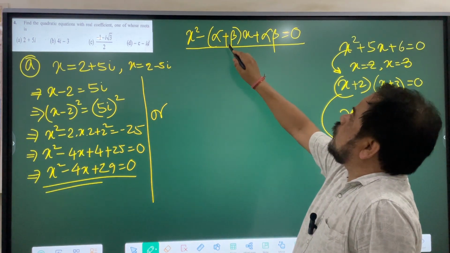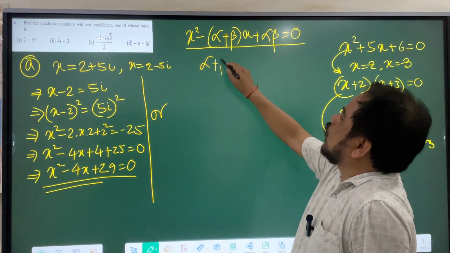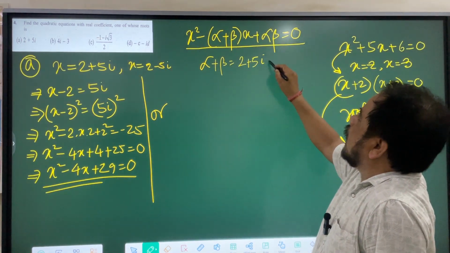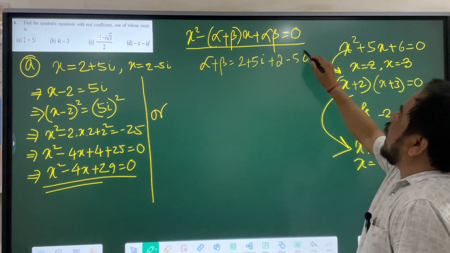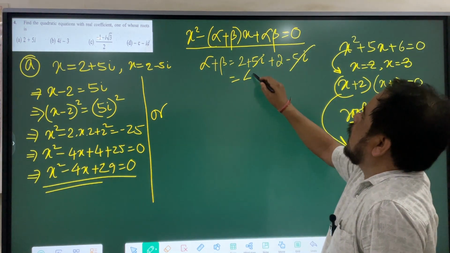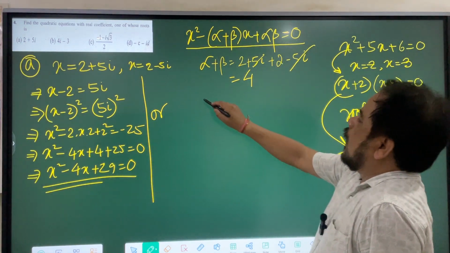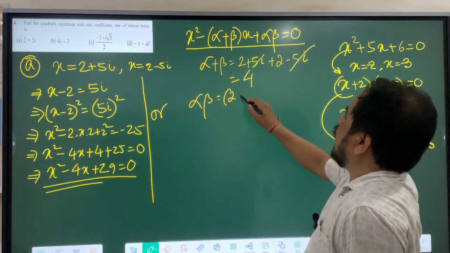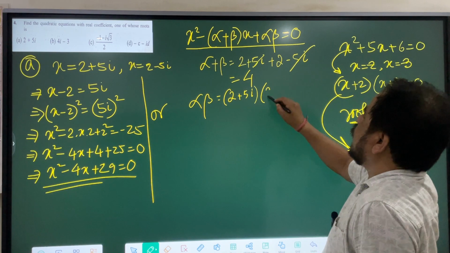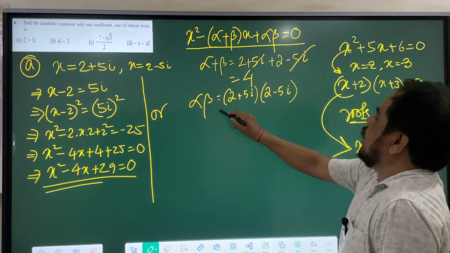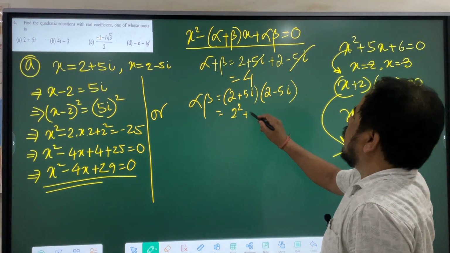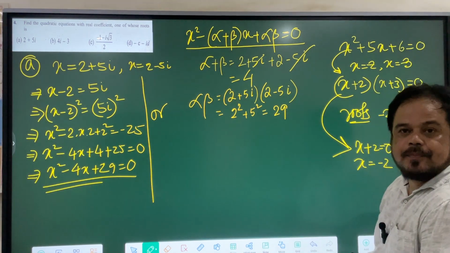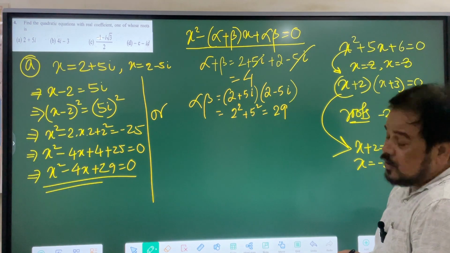So we have to know alpha plus beta, that means sum of the roots. One root is 2 plus 5i. Other root is 2 minus 5i. So 5i cancel, 4. Alpha into beta, because here alpha beta is there. 2 plus 5i into 2 minus 5i. So this one, 2 square plus 5 square, that is 29. If we do that calculation, we will get 29.